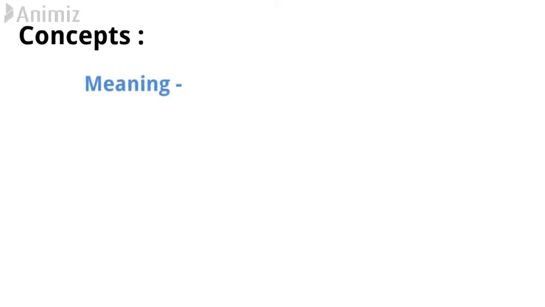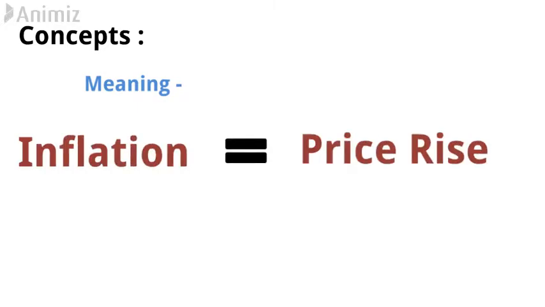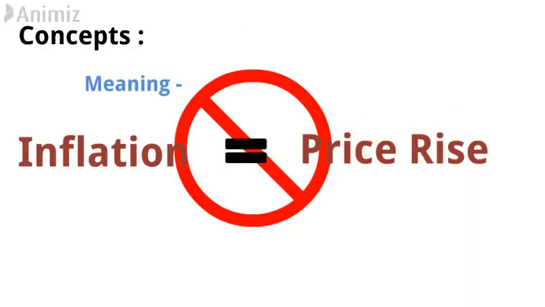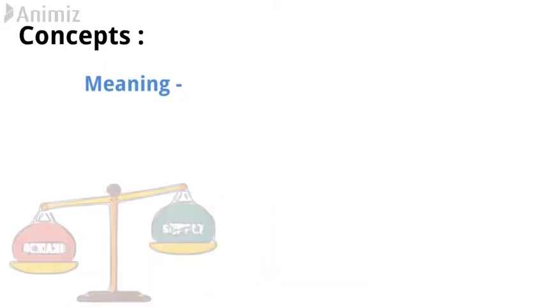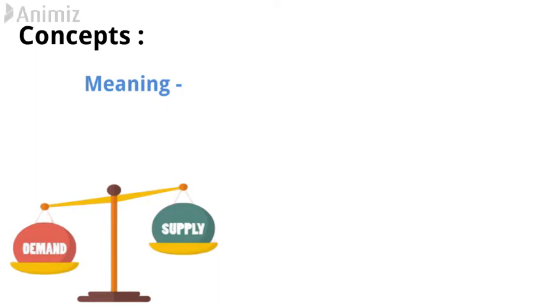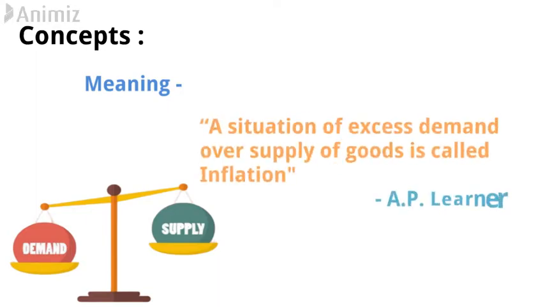Basically, people believe that inflation means price rise, but that is an incomplete meaning. Tell me why price will increase. Price will increase only if demand increases, and the increase in demand is more than supply. That's why, according to A.P. Lerner, a situation of excess demand over the supply of goods is called inflation.